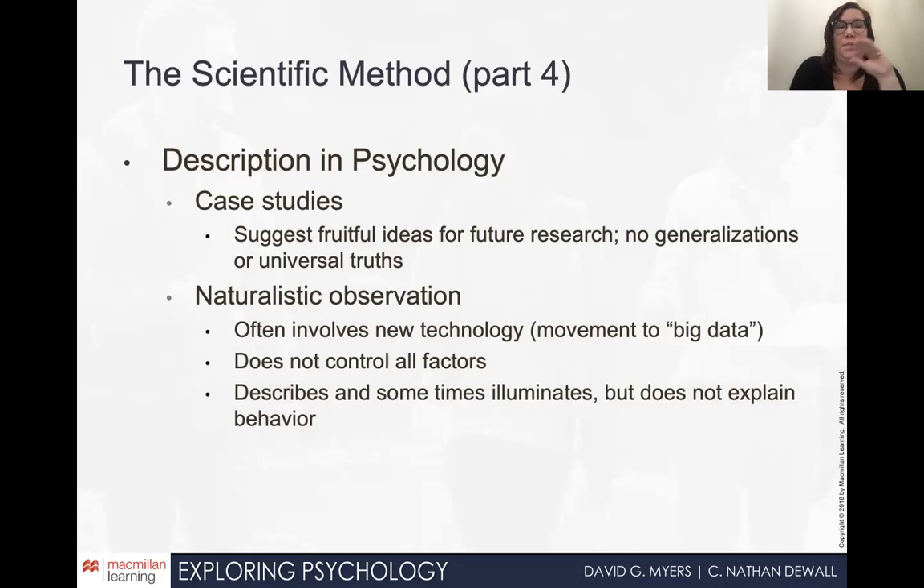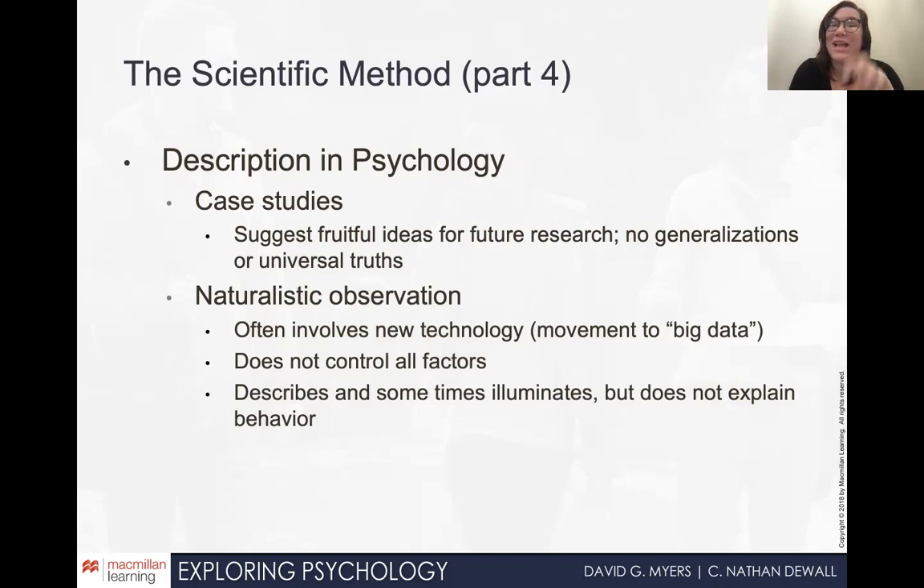You now also have naturalistic observation. This often involves new technology. So the movement for big data, you'll have companies like Amazon or Facebook who are pulling massive amounts of data, just observing how people use their platforms. There's no control for this. So in, say, a regular qualitative study like the sleep example, you have a control group of people who got an ample amount of sleep. You can't control anything in a naturalistic observation. You are just watching.